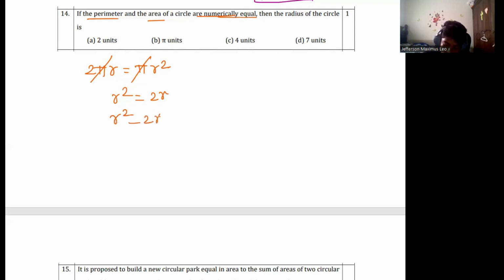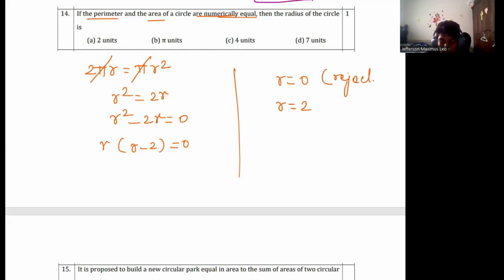R square minus 2r is equal to 0. Taking r common, r into r minus 2 is equal to 0. So r equal to 0, or r is equal to 2. The first one is rejected. Why? Because the radius cannot be 0. R equal to 0 means the circle cannot form.